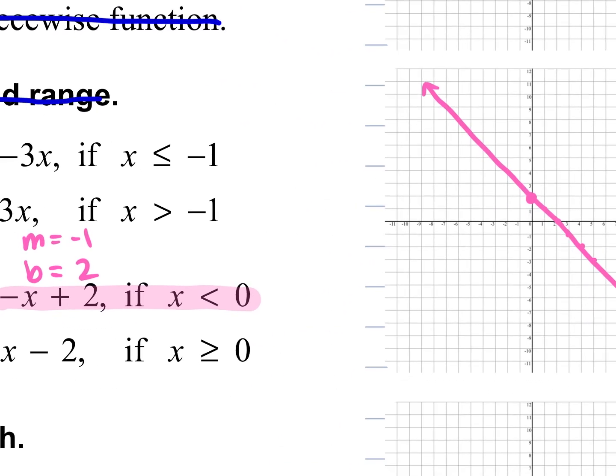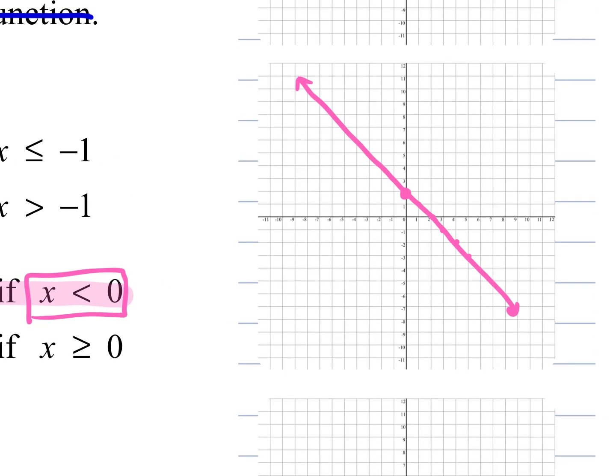What's the restriction here? So x is less than 0, which means we just want to keep to the left of 0. So I'd put a line at where x is 0, and I only want to keep to the left of that. So I'm going to erase everything else to the right. Now here at 0, do I have an open circle or closed circle? Open. Because it's just a less than sign, so that means it's an open circle.